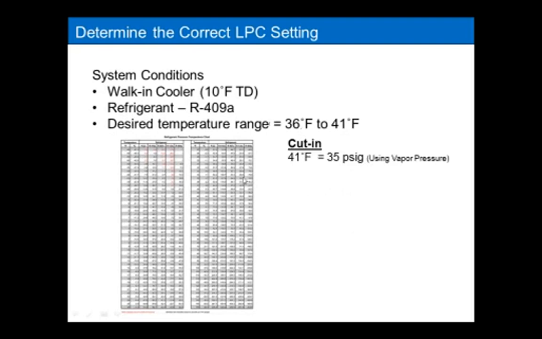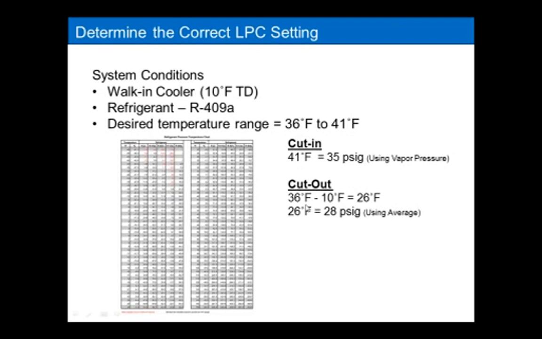So I'm going to look on my PT card. I want to see what my pressure is at 41 degrees. Using the vapor pressure, I'm going to find that it's 35 pounds. So my cut-in value is going to be 35 pounds based on my vapor pressure or dew point pressure.